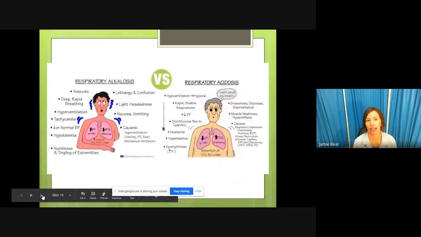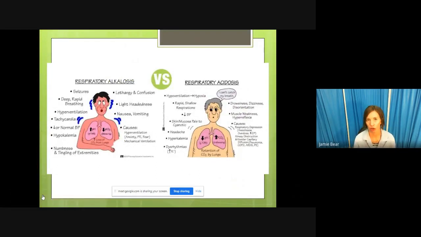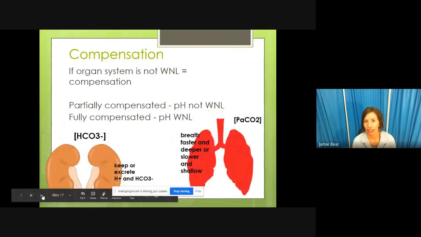So here's just a little example of a patient with respiratory alkalosis, usually from hyperventilating, where a respiratory acidosis is generally from hypoventilation. So then our compensation is the other system, either being our metabolic system, so the kidney's ability to keep or excrete hydrogen ions and bicarbonate ions, or the respiratory system's ability to ventilate faster and deeper or slower and more shallow. The more minute ventilation our patient has, the lower our carbon dioxide level will be maintained.